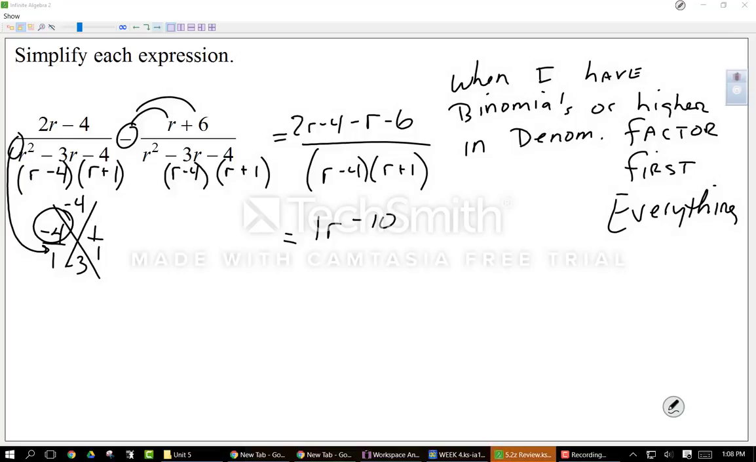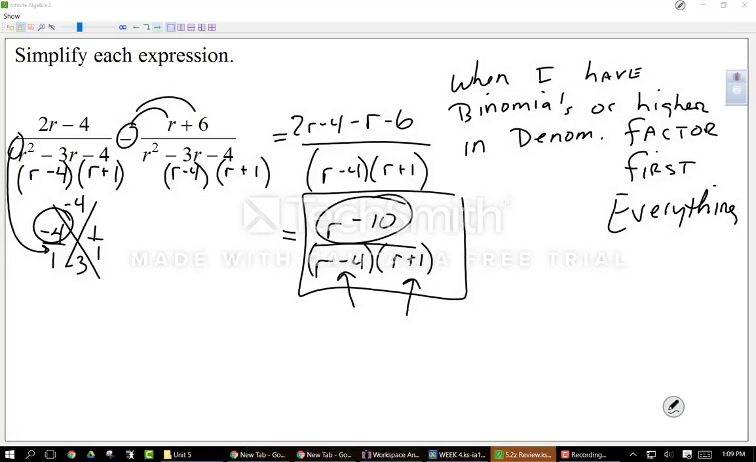2r minus r is 1r, or just r, but 1r is fine. Minus 10 over r minus 4, r plus 1. I'm going to get rid of the 1 in the numerator there next to the r. Now, if I look, I have a binomial up top, and I have two binomials in the denominator. Are any of those binomials the same? Meaning they have everything the same. Yes, they contain r's, but do any of them contain a negative 10 other than the one up top? No, they do not. So this is my final answer.